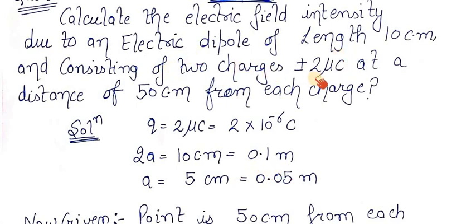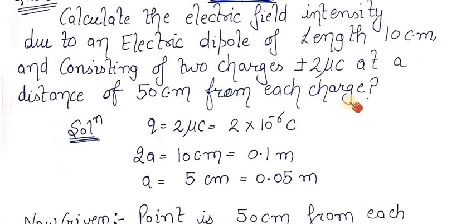Now the charge is given to you, that is plus minus 2 microcoulomb. So q is 2 microcoulomb. This plus minus is just to denote the polarities, right? That means plus and minus q charge. So 2 into micro means 2 into 10 to the power minus 6 coulomb. Now if 2a is given to you, you can easily find the value of a.